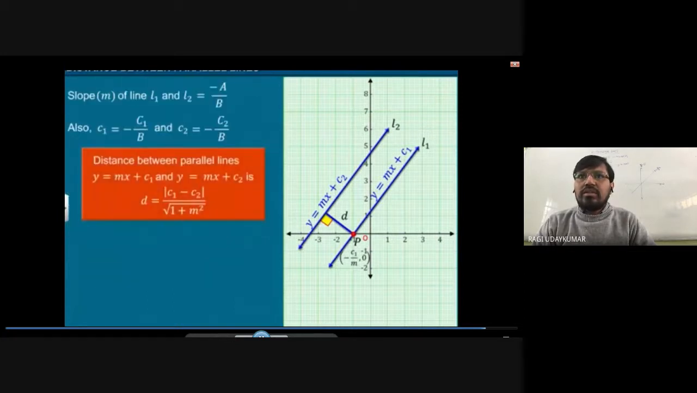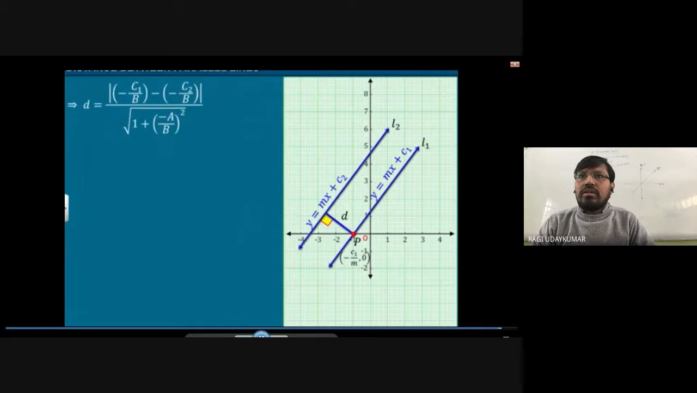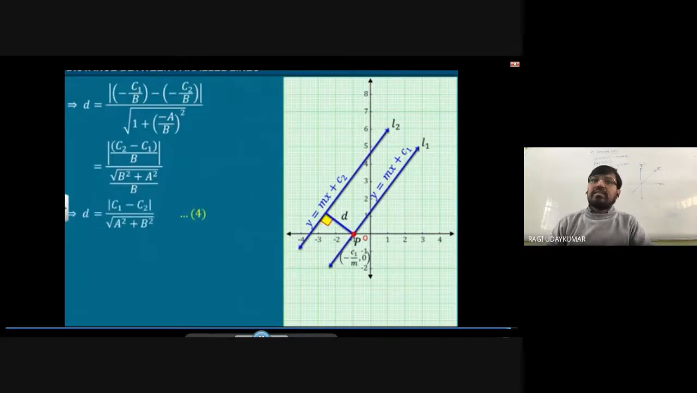Now these values you substitute in this. What are you going to get here? D is equal to modulus of (c1 minus c2) by under root of 1 plus (minus a by b) whole square. In the numerator, c2 minus c1 by b, the b will get cancelled. c2 minus c1 or c1 minus c2 is the same. So if the lines are given in slope-intercept form, it is modulus of (c1 minus c2) by under root of 1 plus m square, where m is the slope.